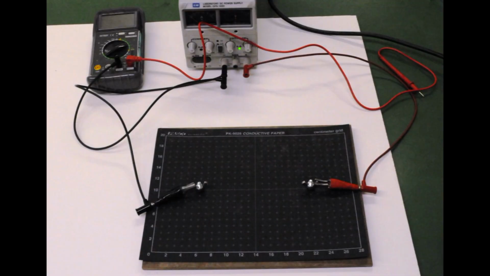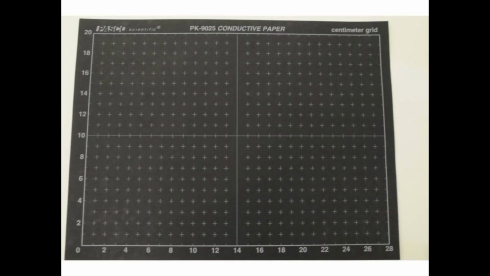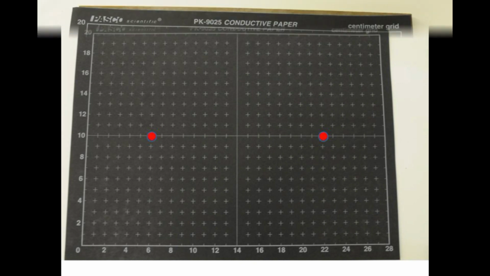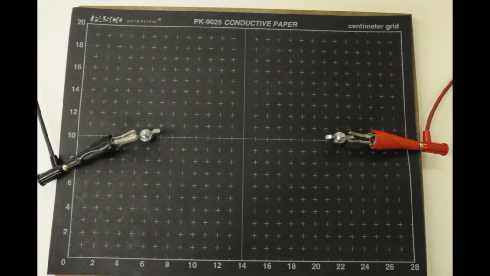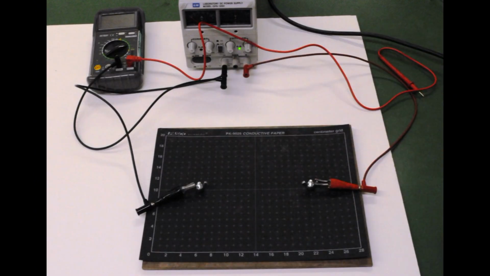We repeat the experiment with the high and low voltages attached to single points. This is similar to an electric dipole with positive and negative charges nearby. The holes in the paper must be along the x-axis at the points marked x equals plus or minus 8. As before, set the voltage to precisely 10 volts.